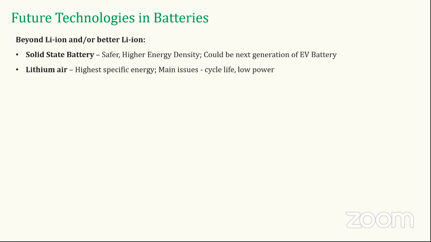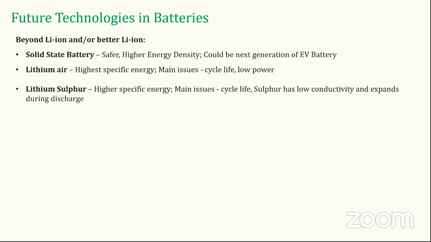Next type is the lithium-air. It uses oxygen as a cathode. It has the highest specific energy. And the main issues in this type of cell chemistry are the cycle life, low power, and water and nitrogen filtering. Samsung and many research labs have already started working on it.